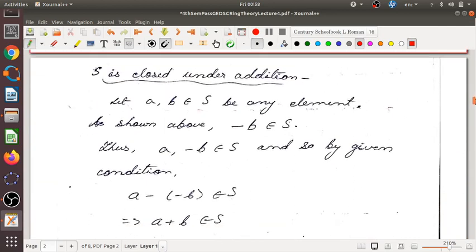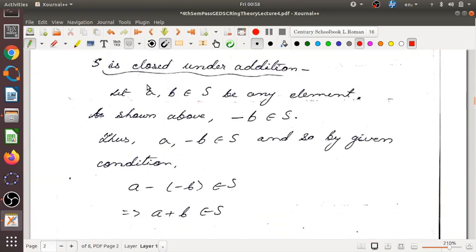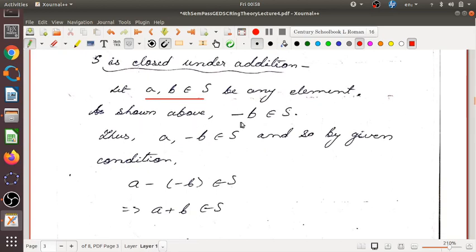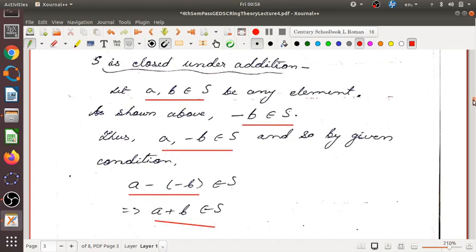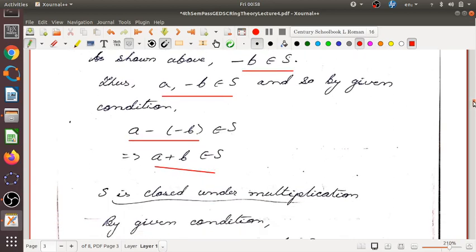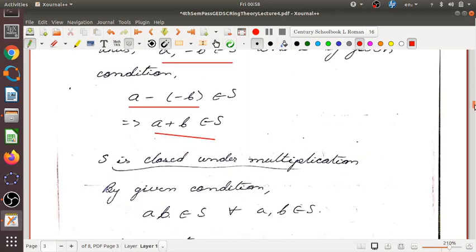Next, using the above two, we will show that S is closed under addition. Let a and b belong to S be any elements. Then, as shown above, minus b also belongs to S. So we have a, minus b belongs to S, and by the given condition we can write a minus (minus b) is in S. But the additive inverse of minus b is plus b, so it's just a plus b, right? So we have shown that if we start with any two elements of S, then their sum is also in S. So S is closed under addition.